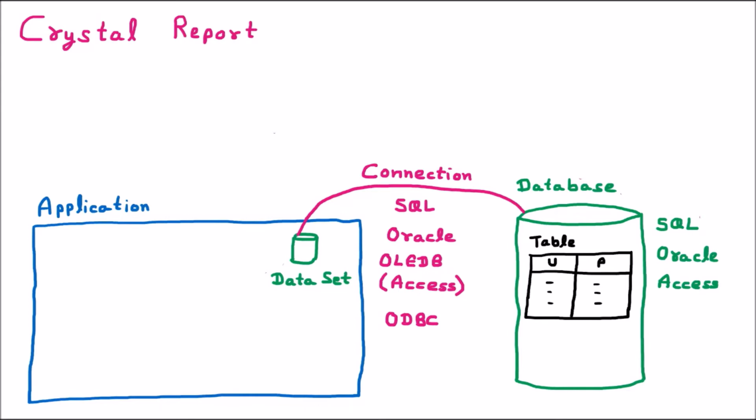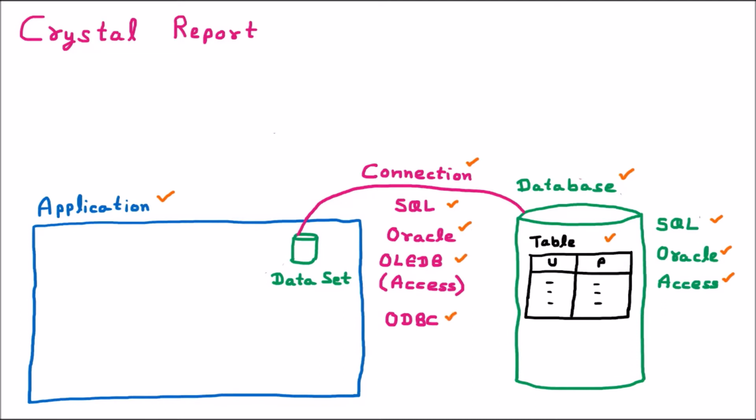Let us suppose that we have created one .NET application. This can be any project. And now we are connecting with the database. The database can be SQL, Oracle or MS Access. And the database contains multiple tables. Now, after that, we have created the connection between the application and the database with the help of connection type. It can be SQL, Oracle, oledb for the access or odbc.